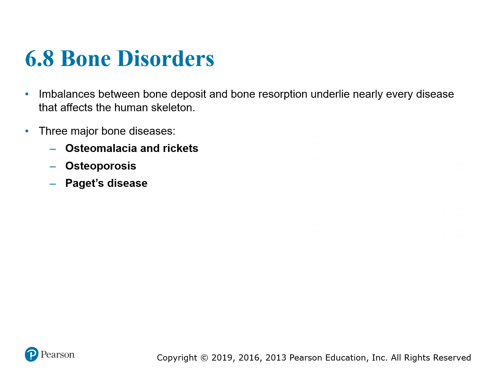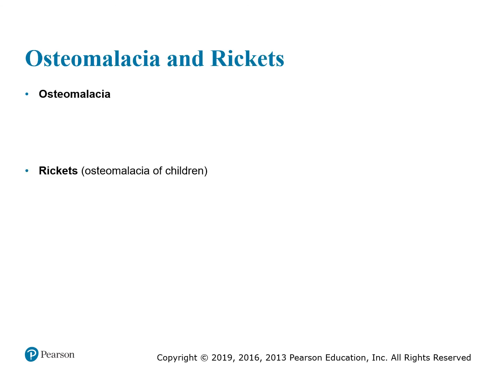So the last thing that we're going to look at in this PowerPoint is actually bone disorders. And so you can have imbalances between bone deposit and bone resorption. And these are basically what underlie just about every skeletal disease. And the three major bone diseases that we're going to cover are osteomalacia and rickets, osteoporosis, and Paget's disease.